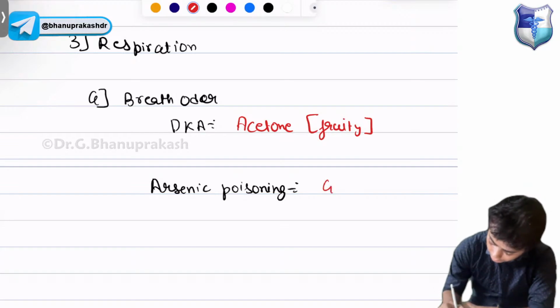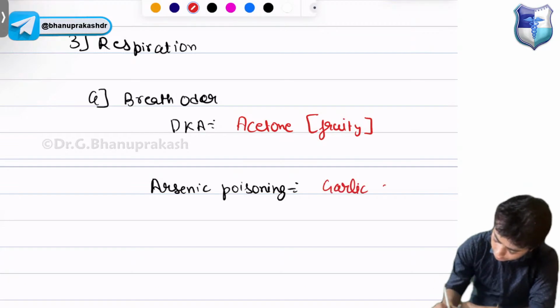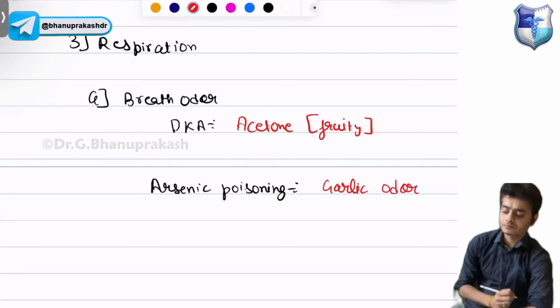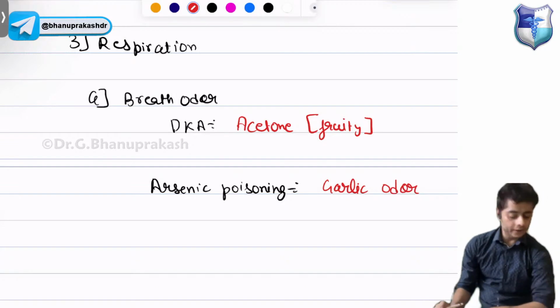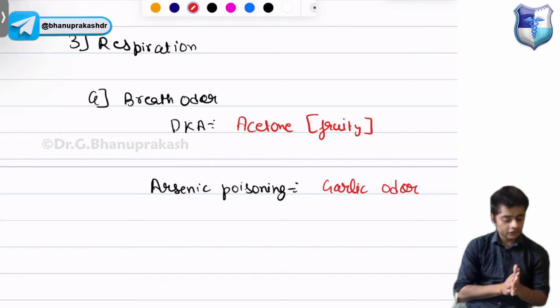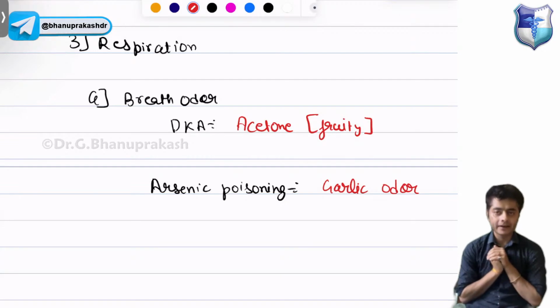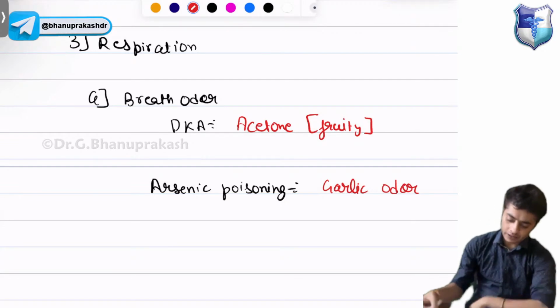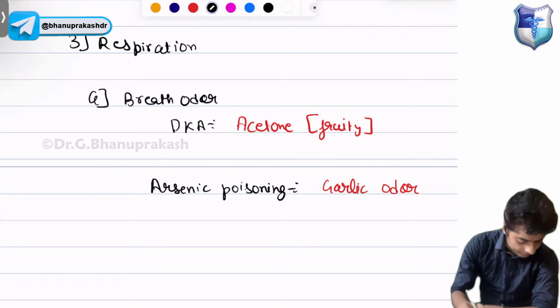This is your garlic order. Okay. Very good, Vishali. Very good, beta. Very good, Naveen. Garlic order. Very good.